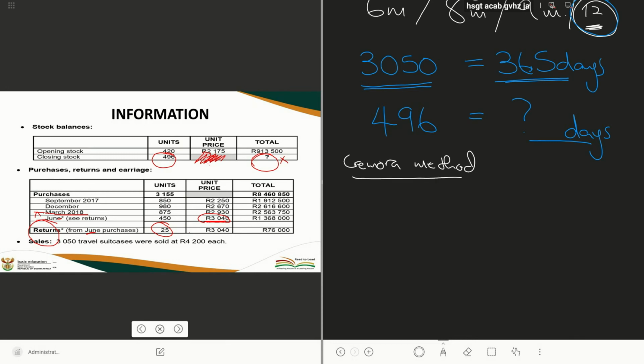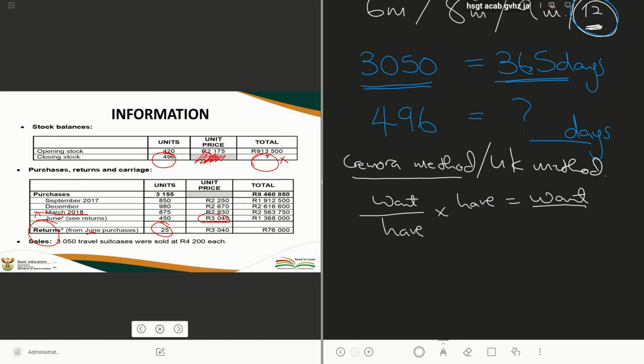The Cremora method is simple. You simply say what you want over what you have, multiplied by what you have, will give you what you want. I'll repeat. The Cremora method says what you want over what you have multiplied by what you have will give you what you want. So we call this the UK method.